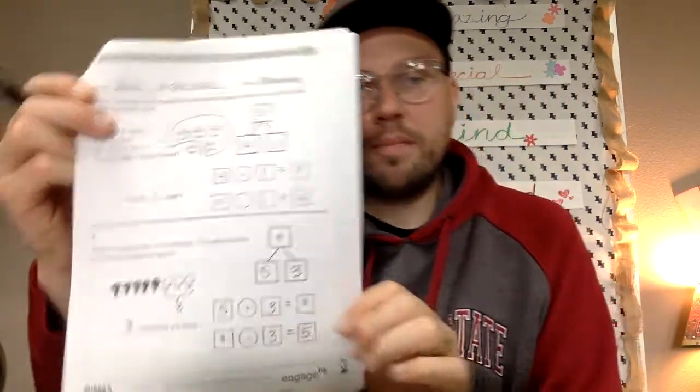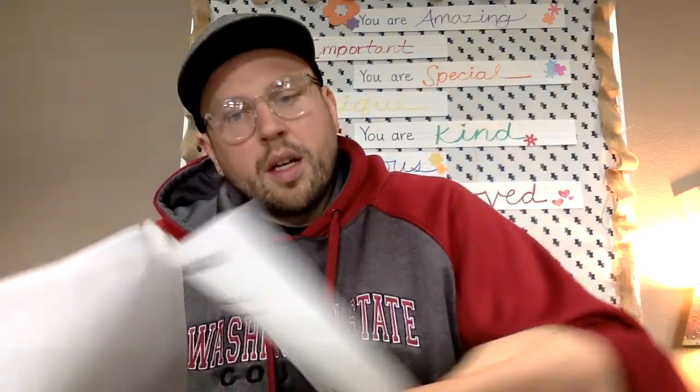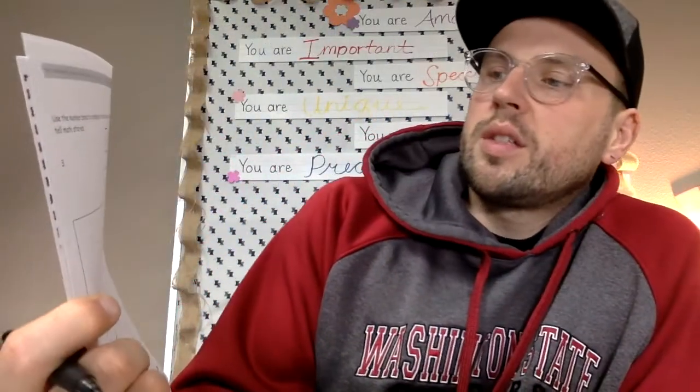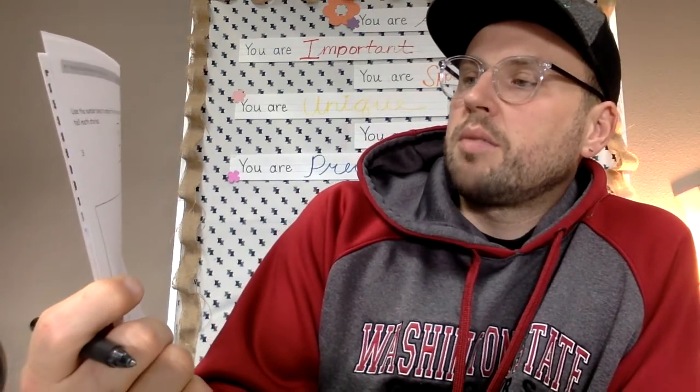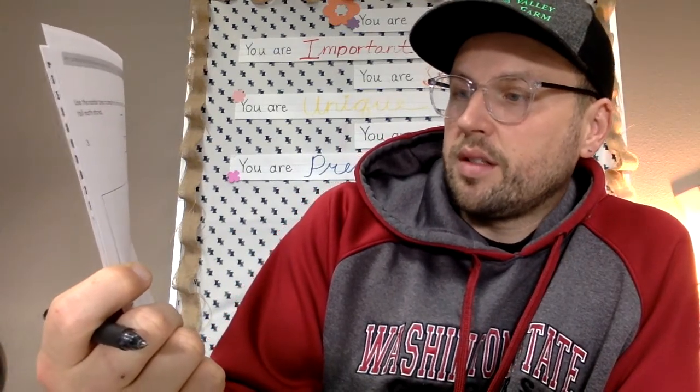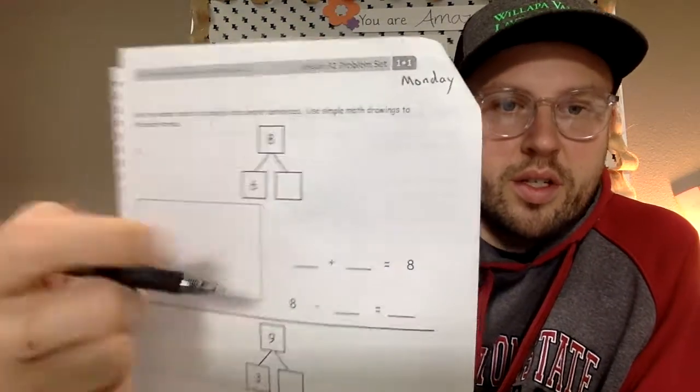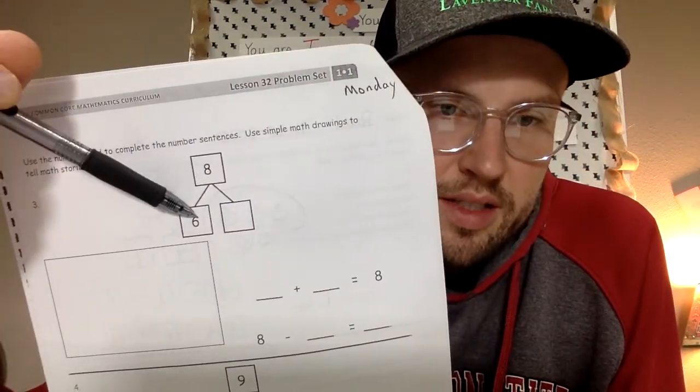Okay, turning to page 2. Use the number bond to complete the number sentences. Use simple math drawings to tell math stories. Okay? So 8 and 6. So we could say that, let's say that Amani had, she had 8 little flowers. Okay?